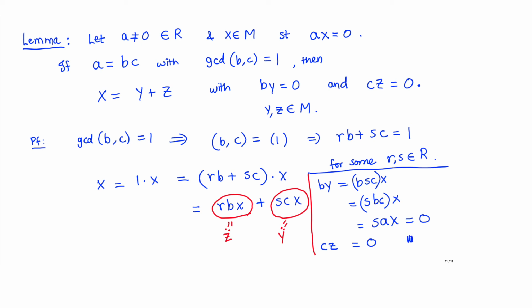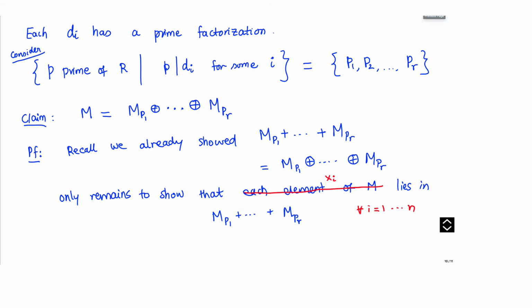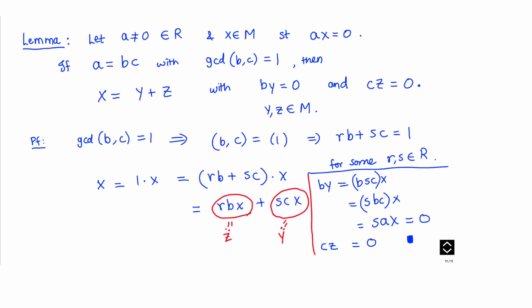So what this means is that if you have A as a product BC, then X can also be similarly split as Y plus Z. Now why is this interesting or important for us? Because we are trying to show the following, that each element Xi lies in this sum, right? What that means is I need to be able to split Xi into several smaller pieces. I need to be able to write Xi as a sum of an element from MP1 plus another element from MP2 and so on till an element from MPR. Now this splitting comes because of this lemma.